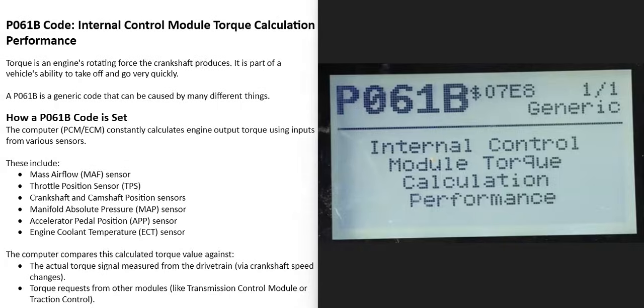So today I'm talking about a P061B code, what it is and how you could go about fixing it. And so what is a P061B code? Well, it's an internal control module torque calculation performance. And so what does this mean?